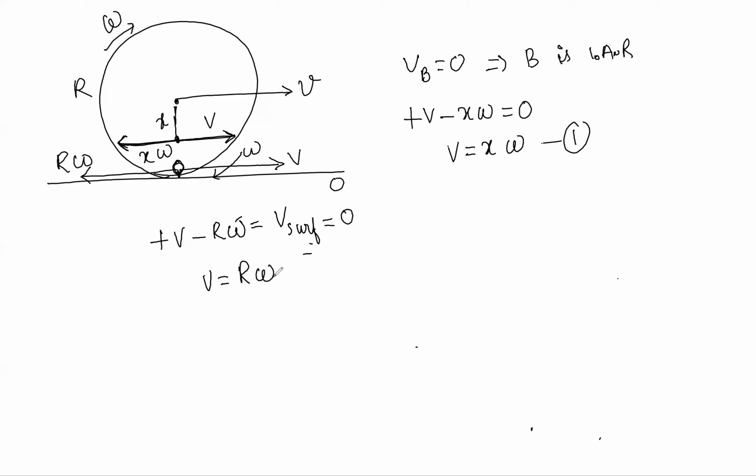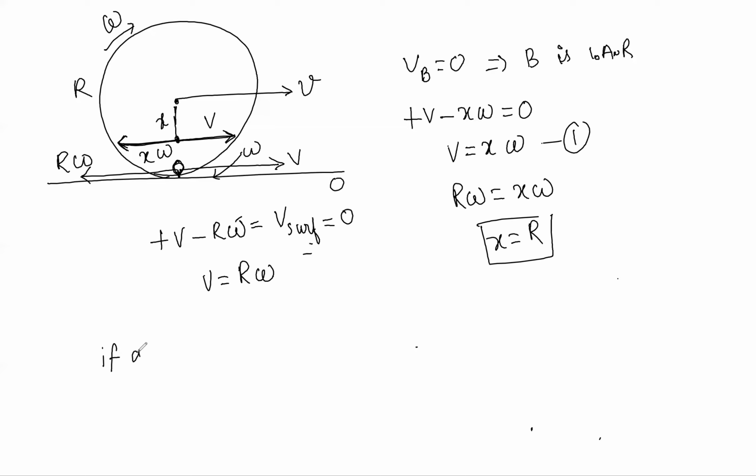Now you take this value and put it over there. So r omega is equal to x omega. That is why x is equal to r. तो जब भी कोई ऑब्जेक्ट रोल कर रहा है ऑन अ सरफेस एट रेस्ट, so there are a few conditions to this, इसलिए it's not a very general statement.